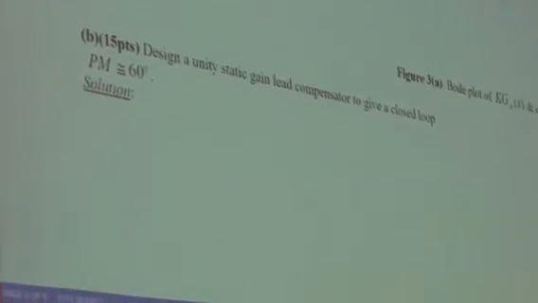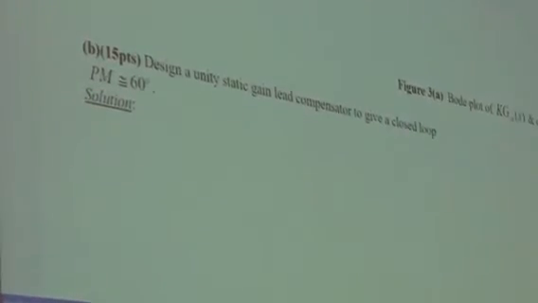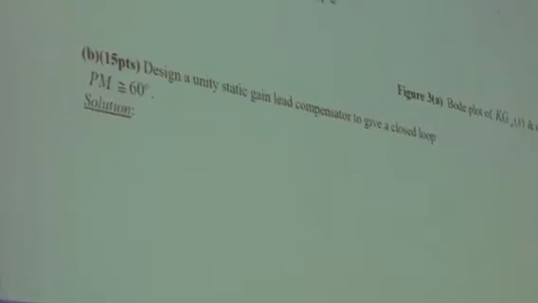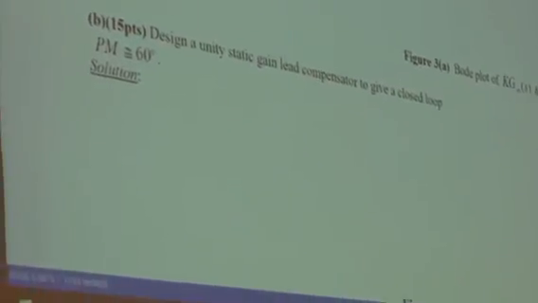Design a unity static gain lead compensator to give closed loop static gain of 60, or closed loop phase margin of 60 degrees. So you've got the K in there. K is 1/30. That becomes basically part of the plant now, doesn't it? You've integrated it into the plant. But now you're going to put an additional compensator, which is a unity static gain compensator.